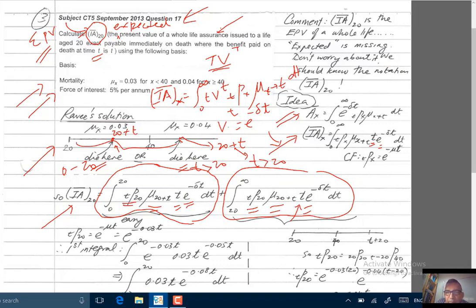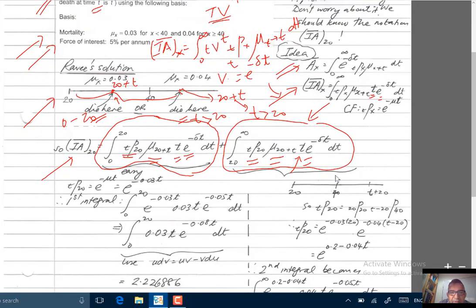Now, this is a part that posed a bit of a problem for some of our students, so please take note of the idea. Here, t goes from 0 to 20, and here t goes from 20 to infinity. Okay, let's deal with the first integral.